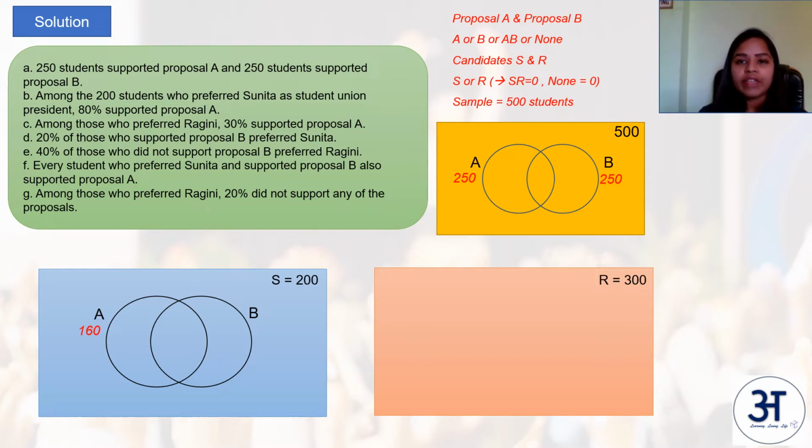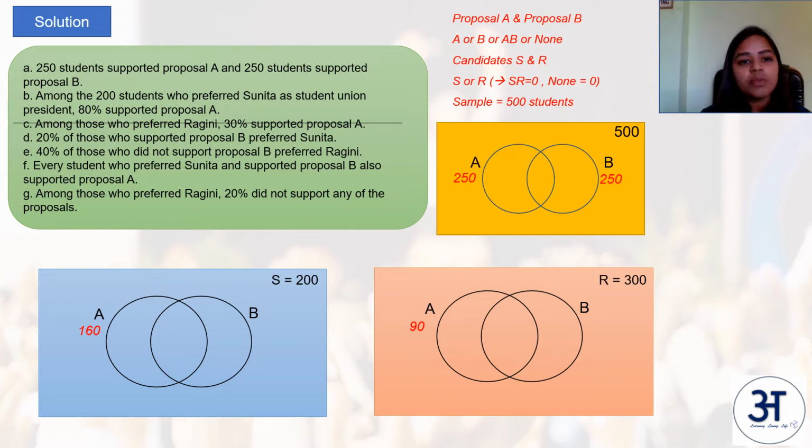So N of A for S is 160, and we know the total N of A is 250, so N of A for R should be 90. Now let's move to the next point. Among those who preferred Ragini, 30% supported proposal A. This is extraneous because we already derived this. 20% of those who supported proposal B preferred Sunita, so 20% of 250, that is 50, preferred Sunita. Because of this, N of B for R should be 200, right?